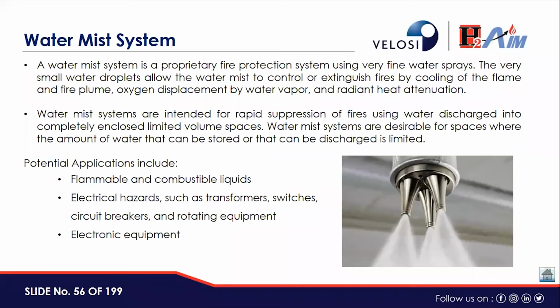Water mist systems are intended for rapid suppression of fires using water discharged into completely enclosed limited volume spaces. Water mist systems are desirable for spaces where the amount of water that can be stored or discharged is limited. So the potential applications of water mist systems are flammable and combustible liquids, electrical hazards such as transformers, switches, circuit breakers and rotating equipment, and electronic equipment as well.